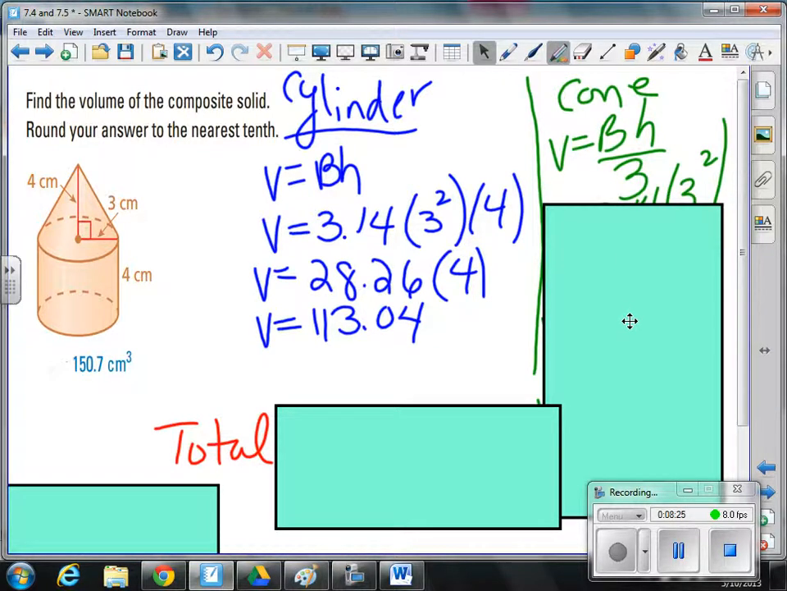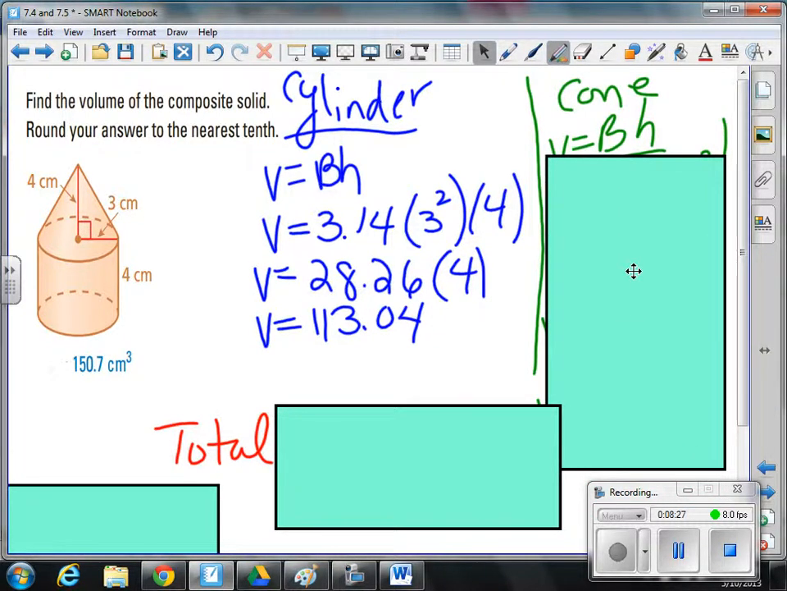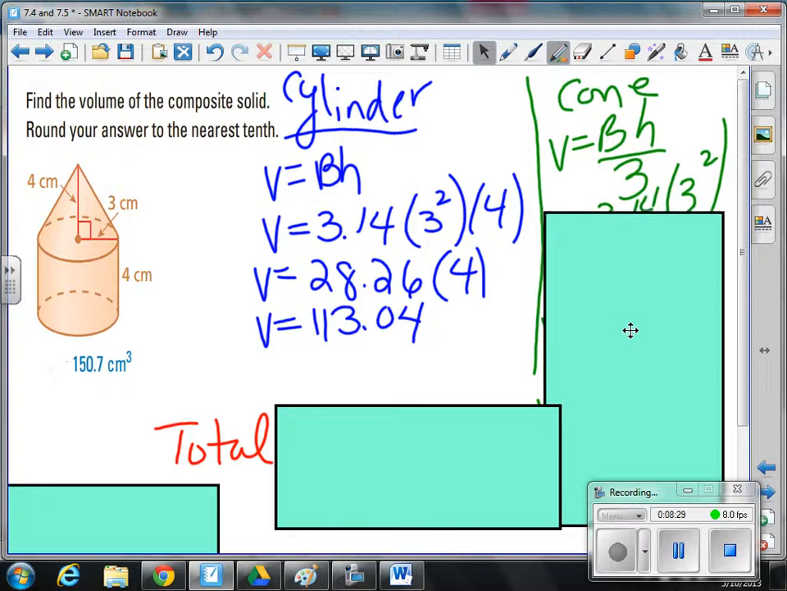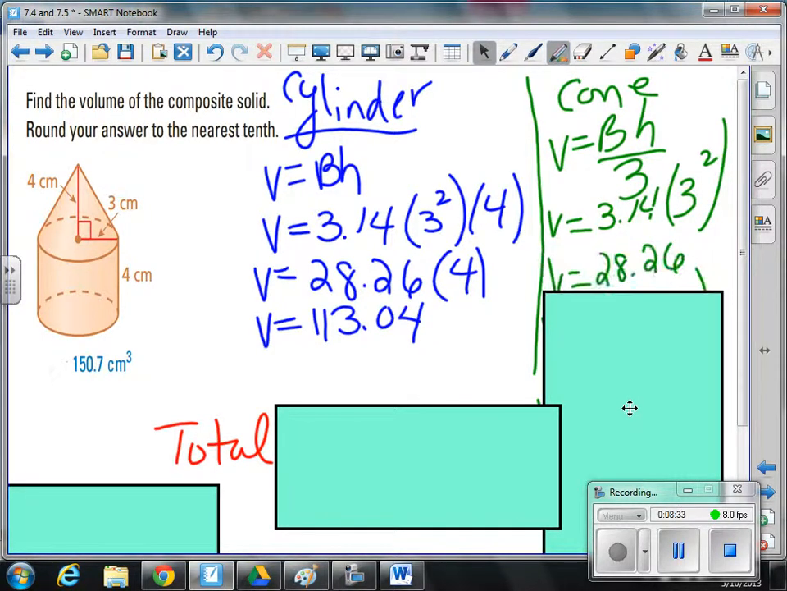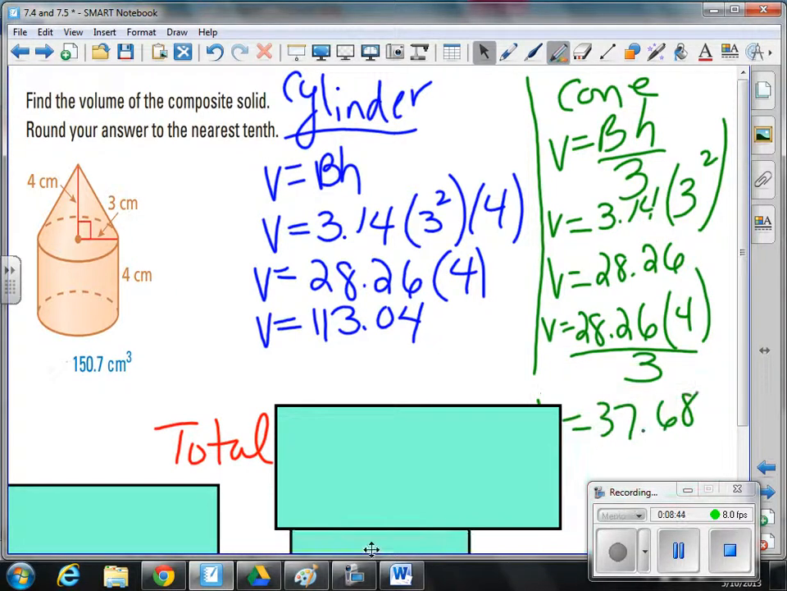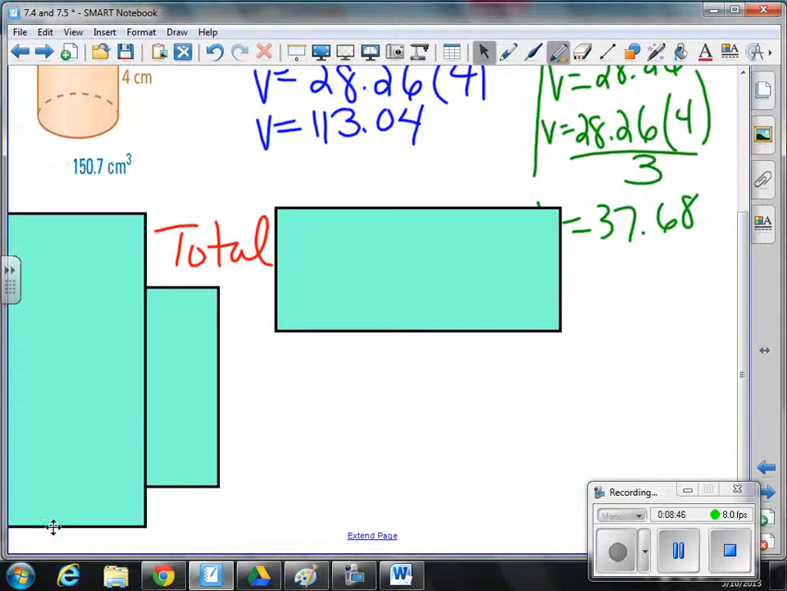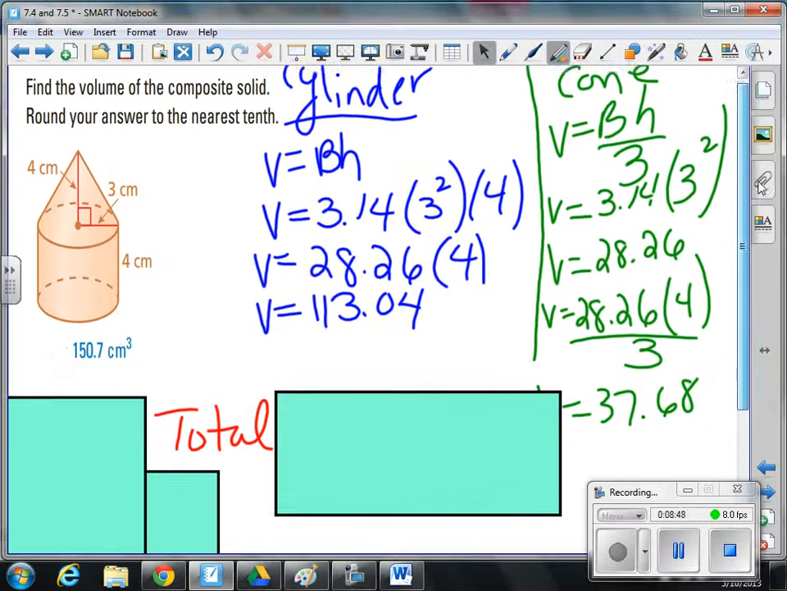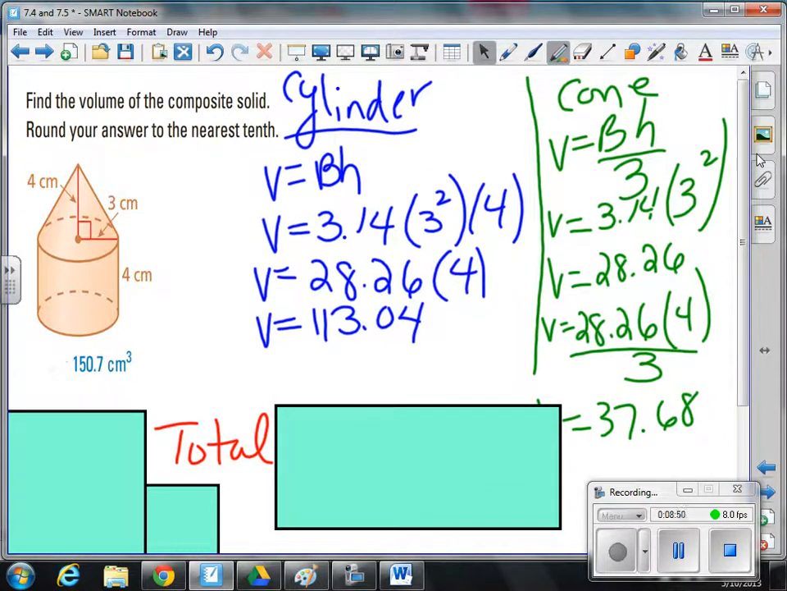We would have to go through all the work. Area of the base times the height, divide by 3. So we would take 3.14 times 3 squared to get 28.26. Times that by the height of 4 to get 113.04. Divide by 3, and that gives us 37.68.